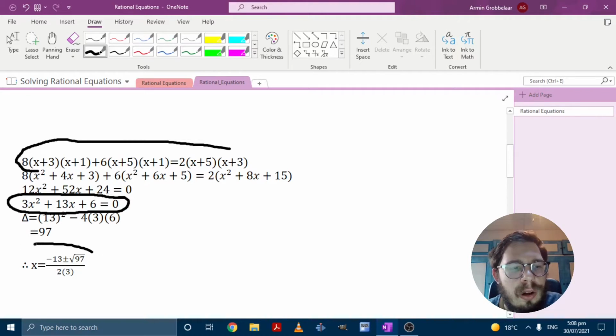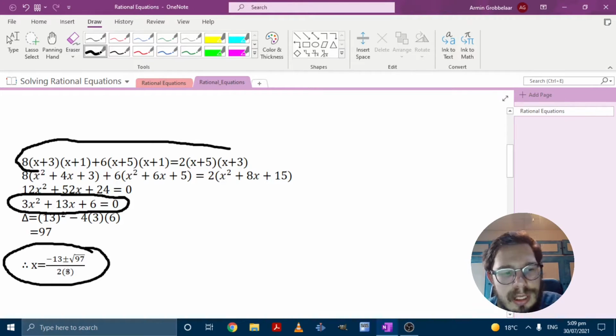And our final answer is x is equal to minus 13 plus or minus the square root of 97 divided by 2 times 3. So this is using the formula to solve quadratic equations. So our final answer is x is equal to minus 13 plus the square root of 97 divided by 6, or x is equal to minus 13 minus the square root of 97 divided by 6.